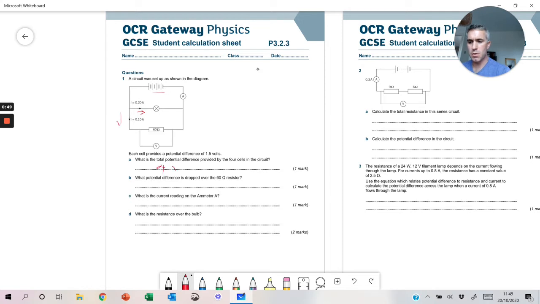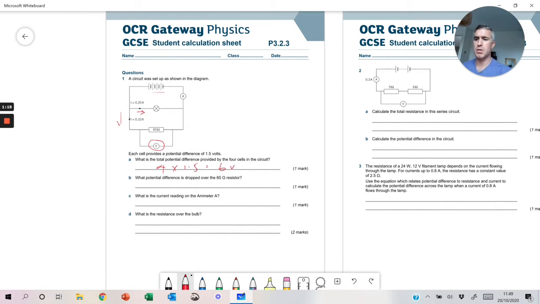Well, 4 times 1.5, that's 6 volts. Easy. 1.5 plus 1.5 plus 1.5 plus 1.5. Done. What is the potential difference? So, what potential difference is dropped over the 60 ohm resistor? It sounds like a really confusing thing, but actually it's just saying what is the value of the voltmeter across the 60 ohm resistor.